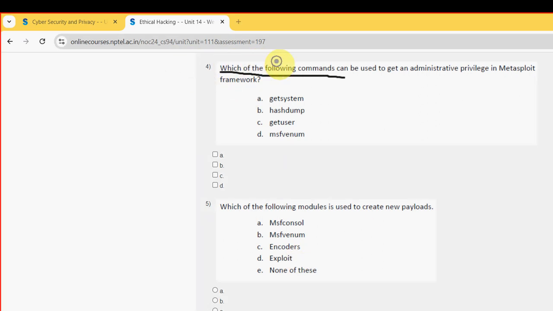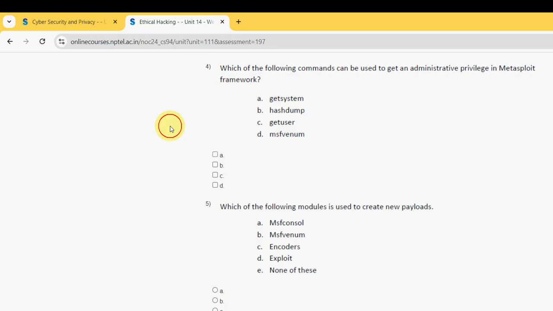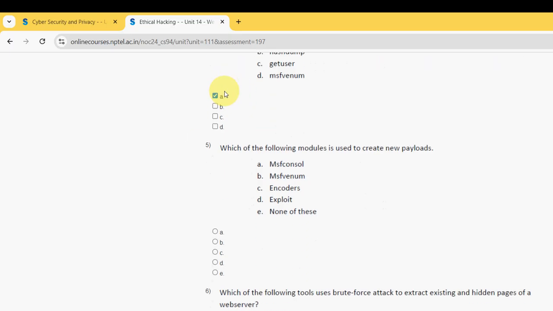Which of the following commands can be used to get an administrative privilege in Metasploit framework? For fourth question also, the probable answer is option A, get system. So mark option A guys. I have got only one option, that is option A. Next, moving on to the fifth one.